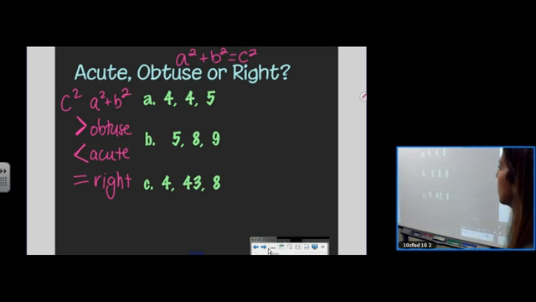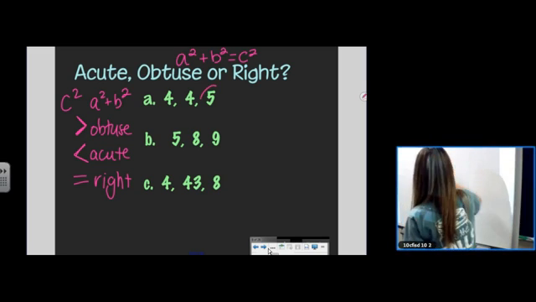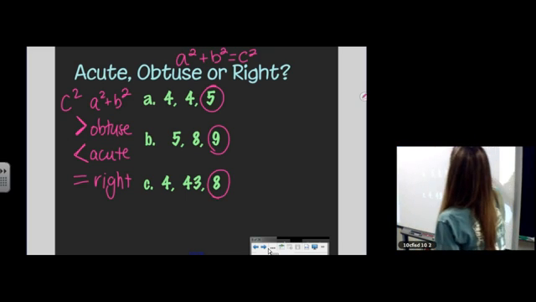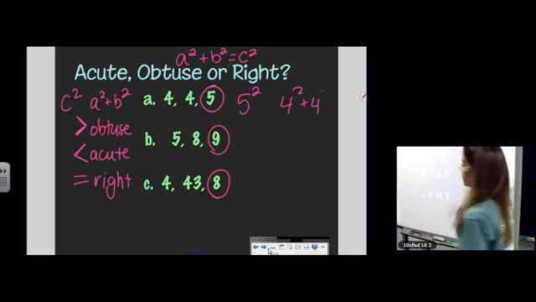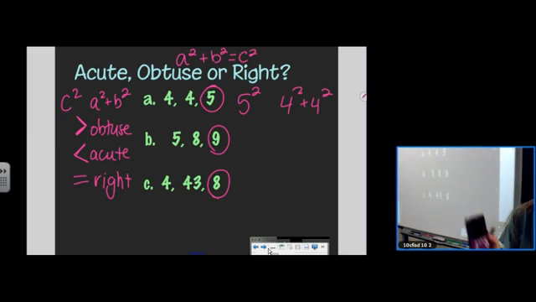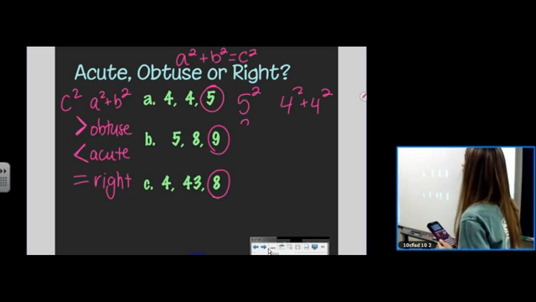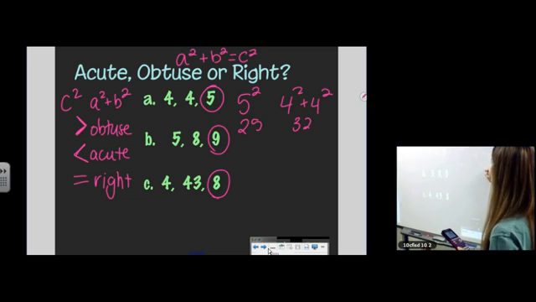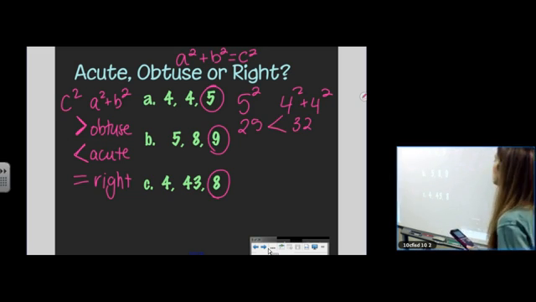All right, so let's try it. I'm going to circle my largest number, and it happens to be the last one on each of these. I'm going to do c squared, and then a squared plus b squared. So go to your calculator. Everyone put your calculator in your hand right now. We all know what 5 squared is, right? So this is 25, and then 4 squared plus 4 squared is 32. 32 is the bigger number.